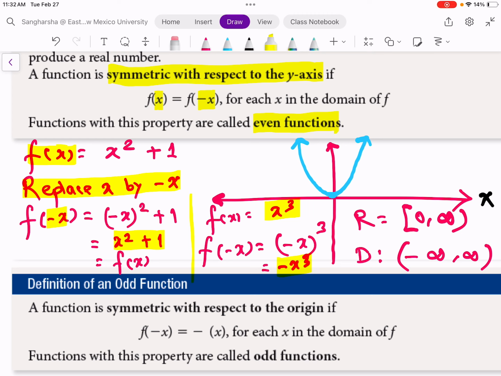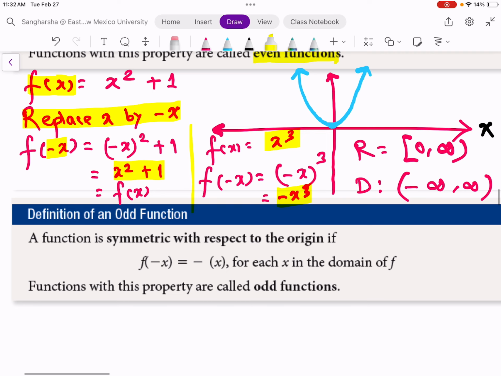So to be an even function, you replace x by negative x in your function, and if you get the exactly same function, then your function is an even function. This is one way. The other way to check is that you have a graph. If that graph is symmetric with respect to the y-axis, then that is also an even function. Now next we have an odd function.